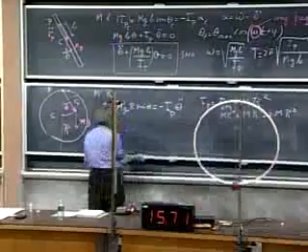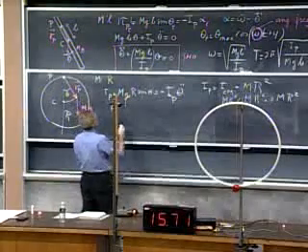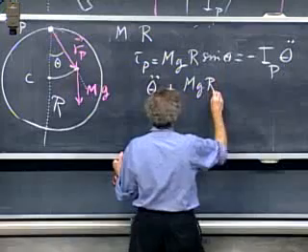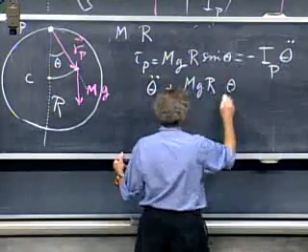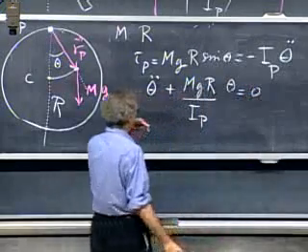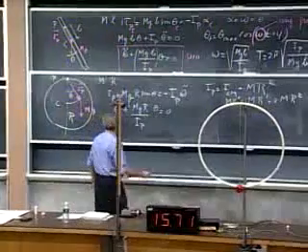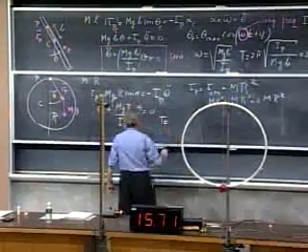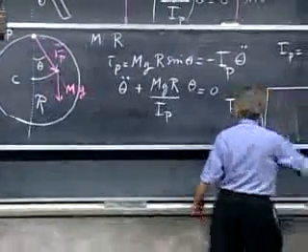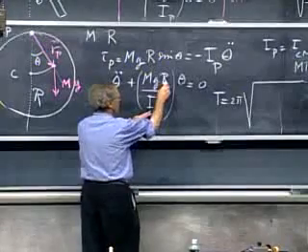So we bring this to one side. So we're going to get theta double dot plus mgr, we make this theta, small angle approximation, divided by IP equals 0. Simple harmonic oscillation in theta with exactly that same solution. But now we get, as a period, 2 pi times the square root of IP divided by mgr.